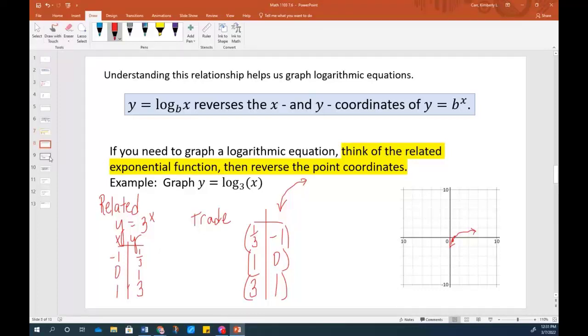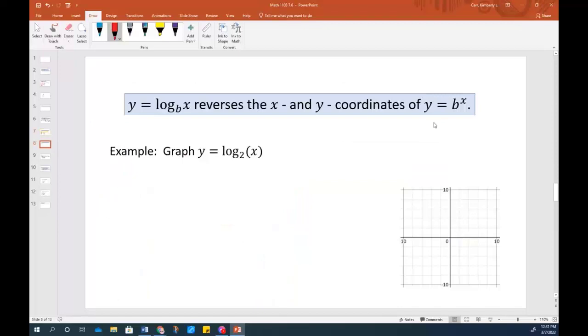We're going to do another one of those. Same sort of thing. Because it reverses it, we're going to identify, first of all, what is our related function. The base is 2. So my exponential function with a base of 2 would be 2 to the x. Same base there, but -1, 0, and 1. 2 to the -1 is 1/2. 2 to the 0 is 1. And 2 to the 1 is 2.